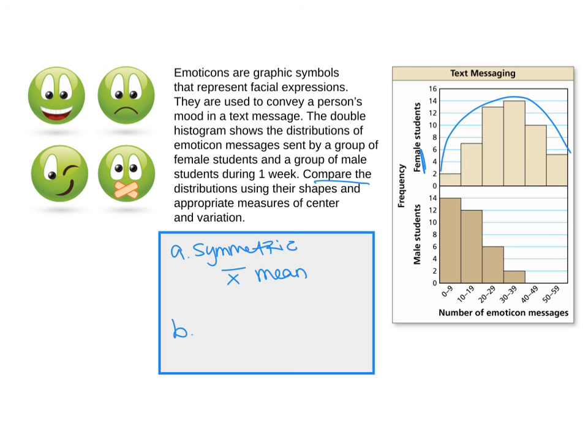Then for the gentlemen, it is definitely smushed all to the left. Guess what? Boys are not using emojicons. Does that surprise you? Not at all. So from here, I would definitely say that this is skewed. And so because it is skewed to the left, we are looking at the median, or the mode in this case, to be the best measure of center. Alrighty, that was a pretty easy one.